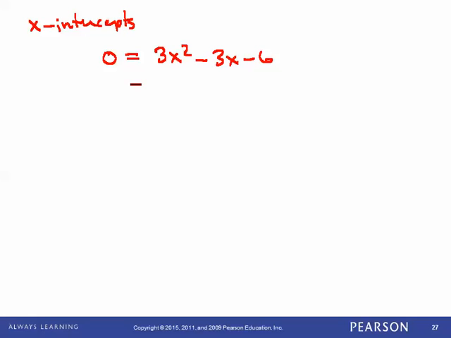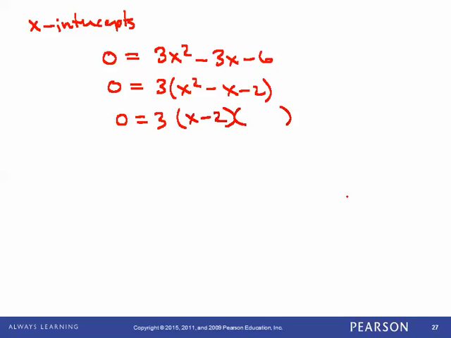Let's see, I think I can factor a 3 out of this. The leftovers are x squared minus x minus 2. And can I factor this guy? Let's see, negative 2 and a positive 1 maybe? I think that'll do it. So negative 2, positive 1 would be the factored form.